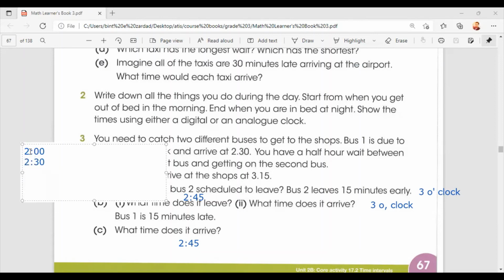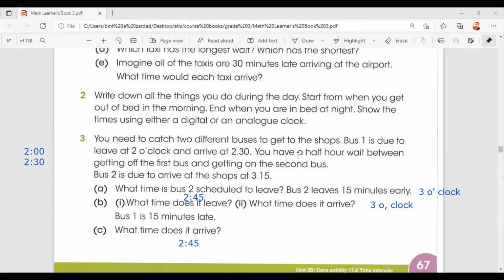And then the second bus timing. You have a half hour wait between getting off the first bus and getting on the second bus. So what is the half hour? It means 3 o'clock, so from 3 o'clock to 3:30. This is the second bus timing. Now, bus 2 is due to arrive at the stop at 3:15. So what time is bus 2 scheduled to leave?